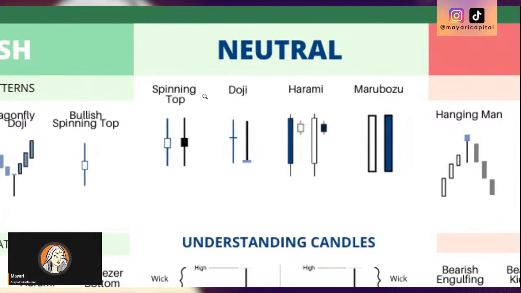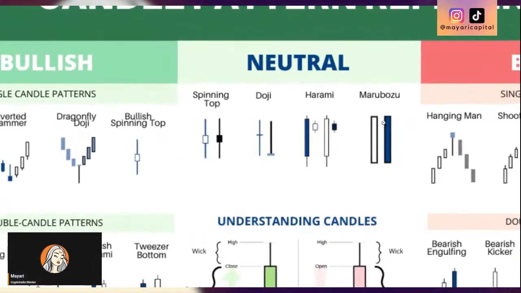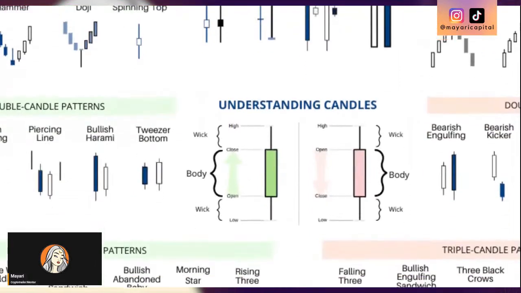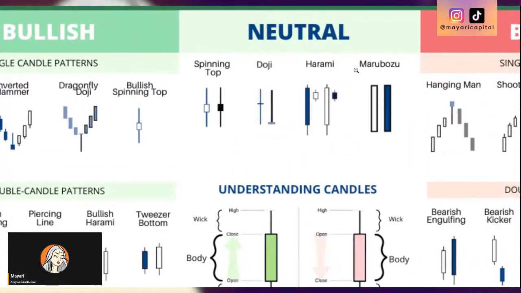All right. So it doesn't matter if it's a spinning top formation or a doji formation. These two, they show up a lot in the market. Harami, not so much. Marubozu, not so much. Rarely, I can say. But it's good to know. So keep this in mind.